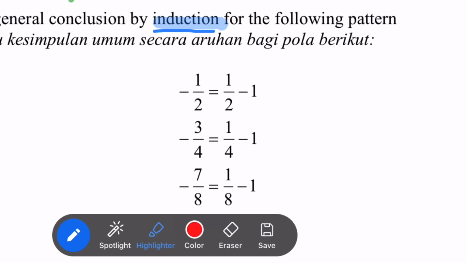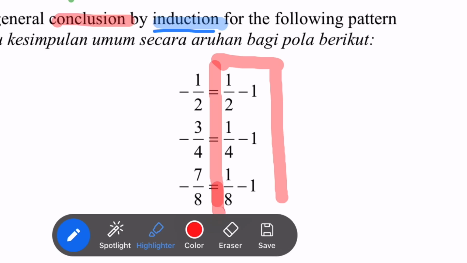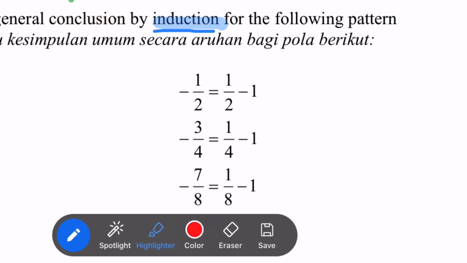Next, we will actually make a general conclusion by induction for the following pattern. So you are given the specific terms. We always start with the right hand side like this. We don't have to write the equal sign. Okay, we'll use a highlighter. We'll highlight the pattern that will remain unchanged. Okay, let's do it together.